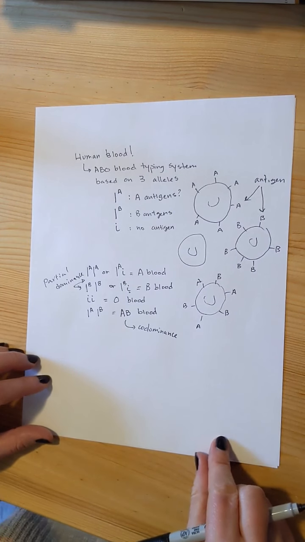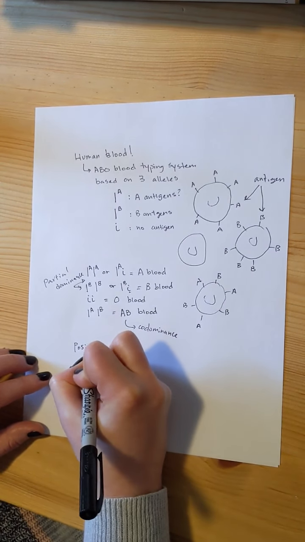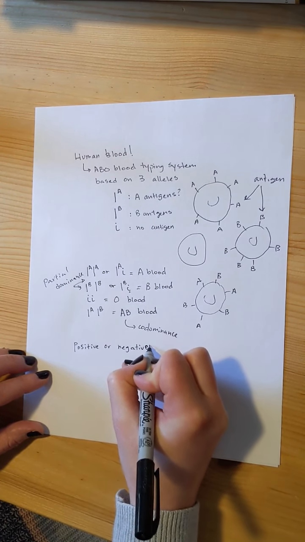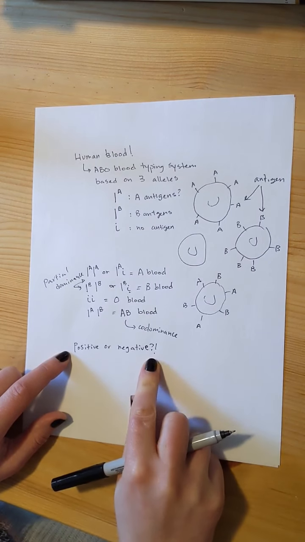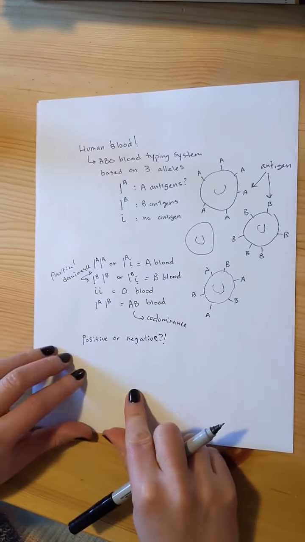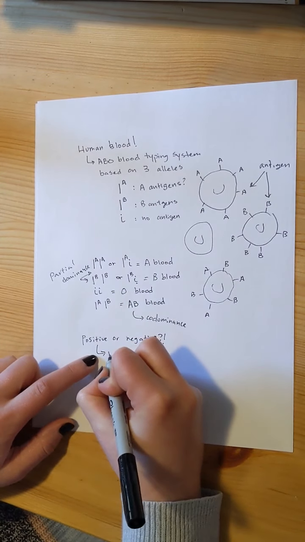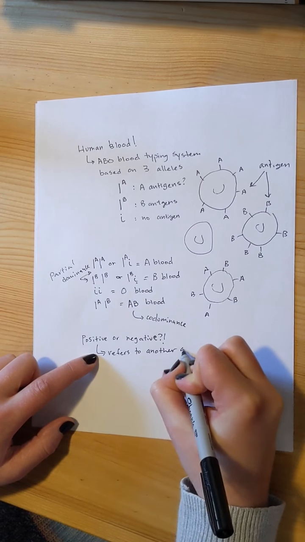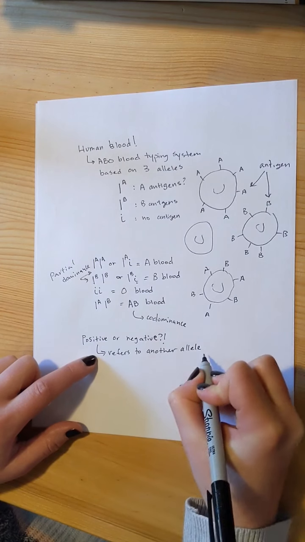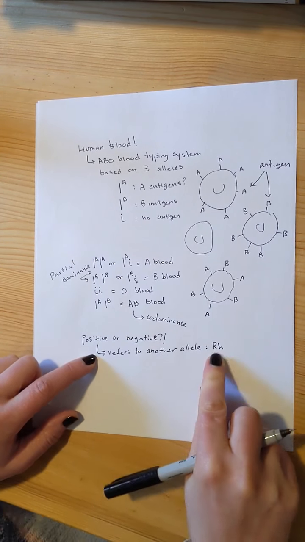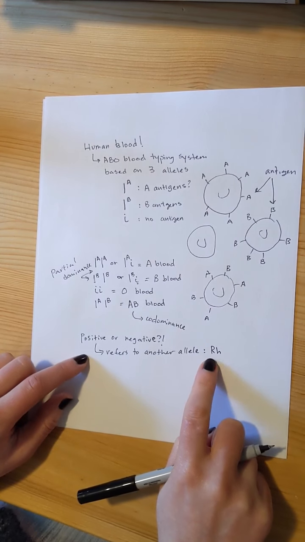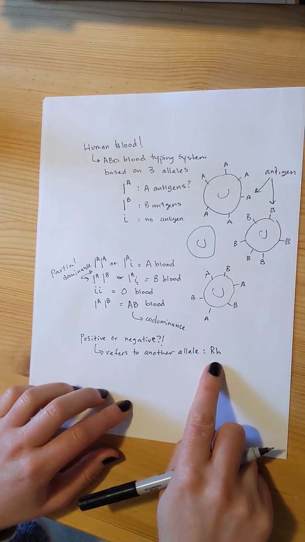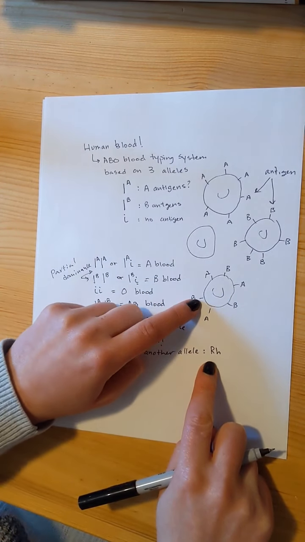You may be wondering, what about positive and negative? Because, right, I have A negative blood. What does that negative mean? That refers to another allele. And this time it's called the RH allele. The RH allele is also sometimes called the RH factor, and it codes for 49 different types of antigens that could be on the outside of your red blood cell.